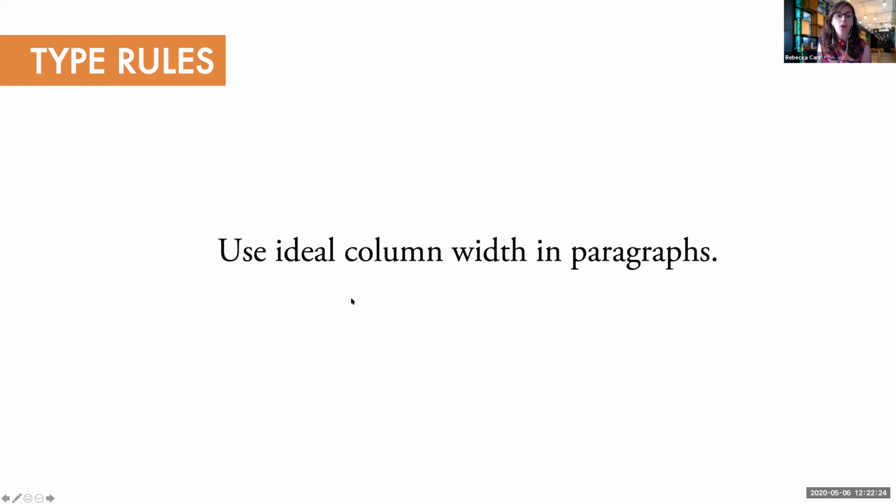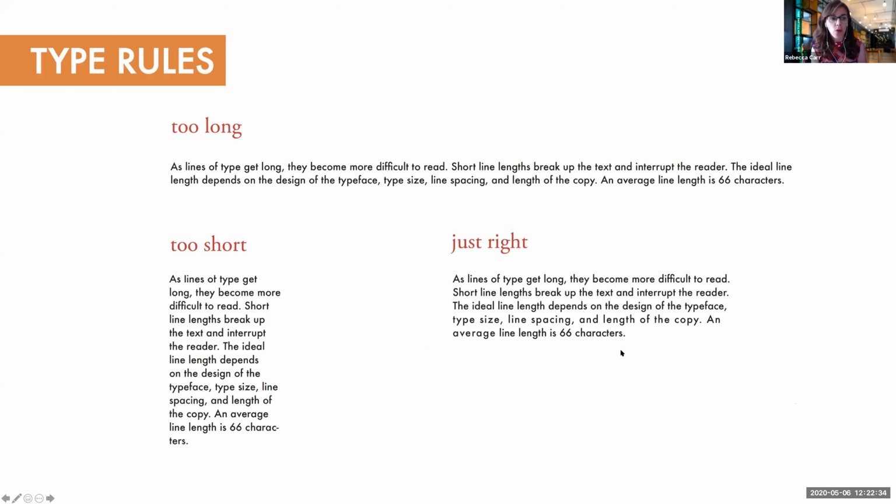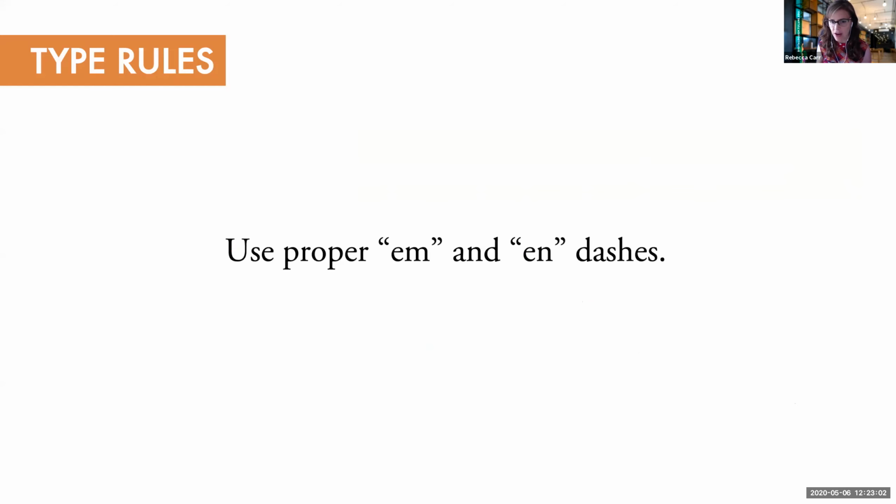Okay, so column width in paragraph. That's how long a paragraph is. When lines of type are too long, it takes your eye so long to get from one side to the other, right? You have to really work to get there. When it's too short, it's harder to read because you're constantly going back and forth, your eyes jumping around. Just right is easier because you have enough time to get to the end and then move on. So we say 66 characters is ideal.